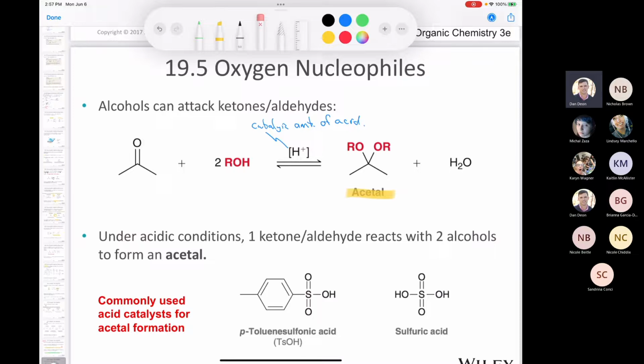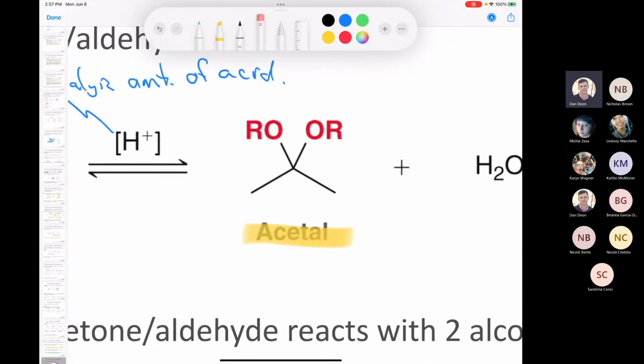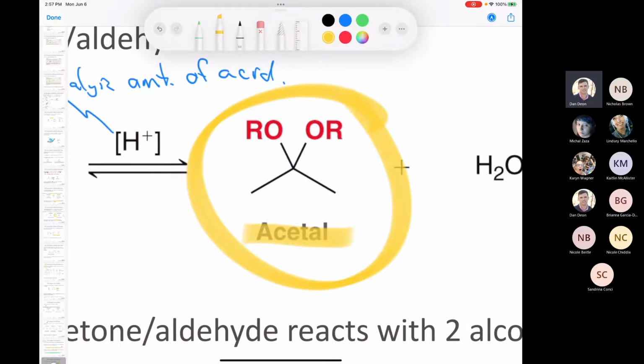And it can help steer you in the right direction sometimes. So an acetal is an extremely important functional group. It comes up a whole host of times in this chapter. It comes up in the carbohydrates chapter at the end of the class.